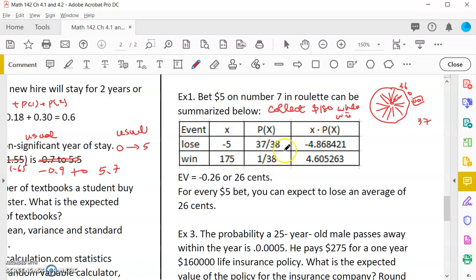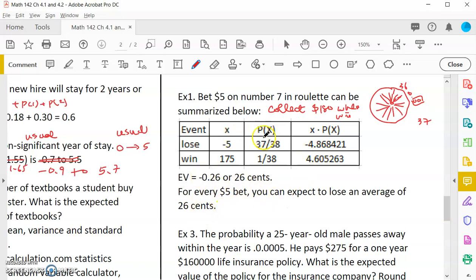Okay, so I do X times P of X here, and then after that, I add them together. So it is -0.26, or 26 cents. So for every $5 bet, you expect to lose an average of 26 cents. The more you play, the more you lose because it's negative. This is also a good way.